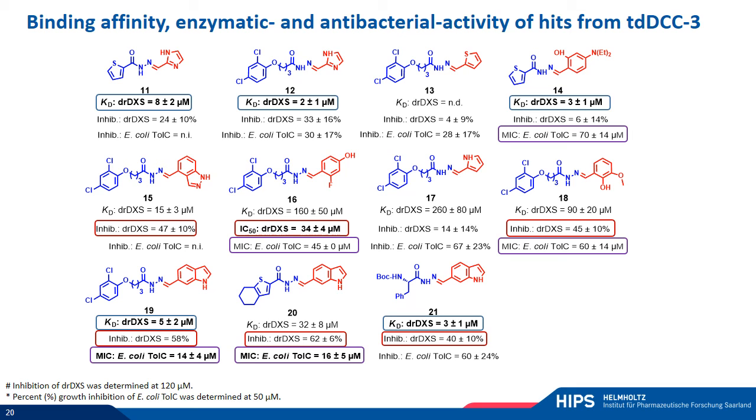Overall, the hits from the third round of rationally designed DCLs showed a significant improvement in the binding affinity and antibacterial activity compared to the hits from the first 2 rounds. Moreover, compound 16 from the third round emerged as the most potent inhibitor of DrDXS.